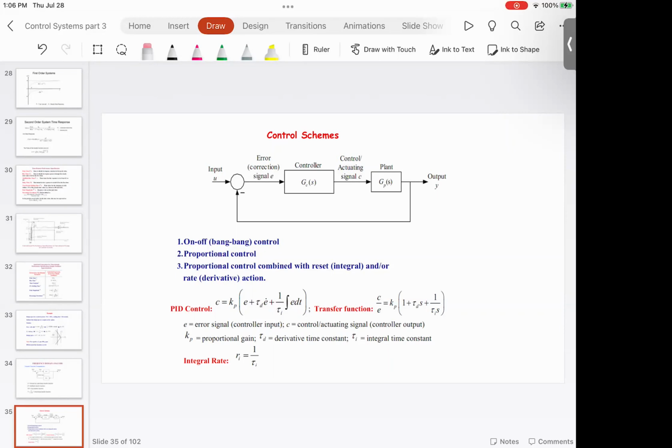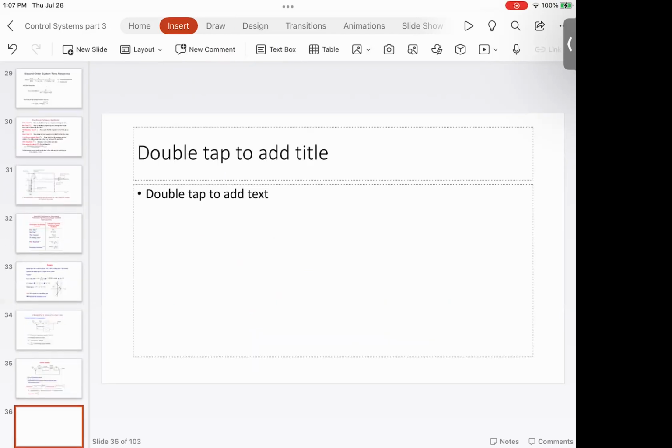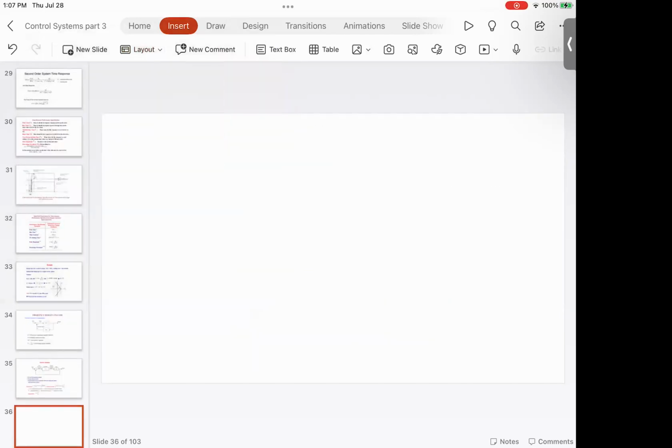Now, in today's class, what I want to do is go to the very basics of PID control. Even though PID control is used widely, the key question here is: why does a PID control work? What does PID control do to a control system? For that, I'm going to go back and do something for review.